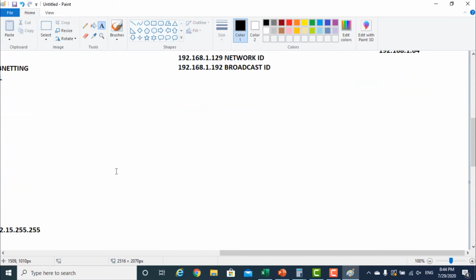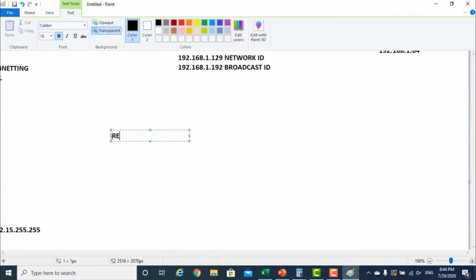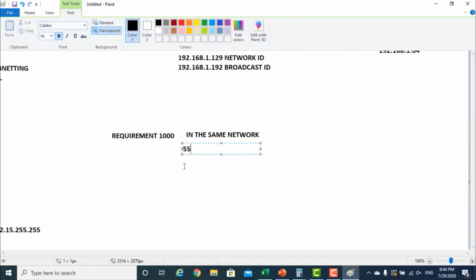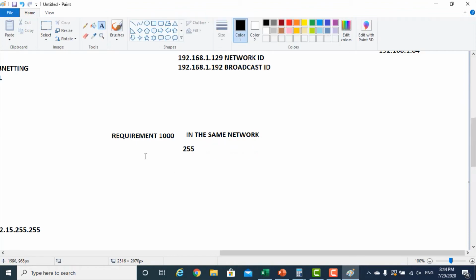For example, if you have a class B requirement, for example 1000. For 1000 you cannot go for class C, because 1000 is required in the same subnet, in the same network. Class C we cannot provide, because class C says after 255 I will change the network address. So we should go to class B.